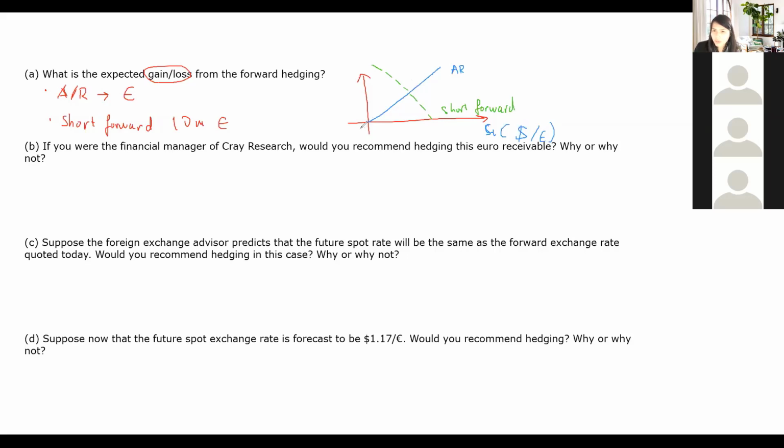On this graph, I'm just going to label the graph properly. Here is 10 million euro. Okay. So on this graph, this point here, where the two lines meet, is the forward rate, which is 1.1. So if I expect the exchange rate to be 1.05, then I'm looking at the left-hand side of the graph, okay?